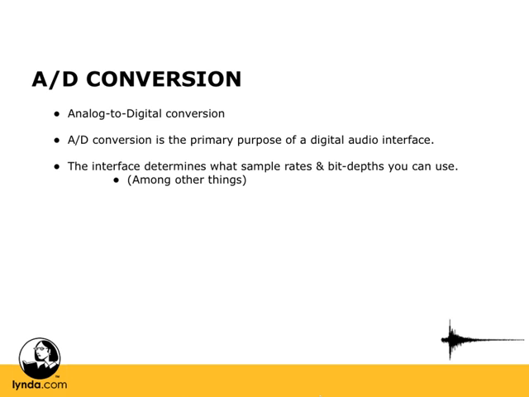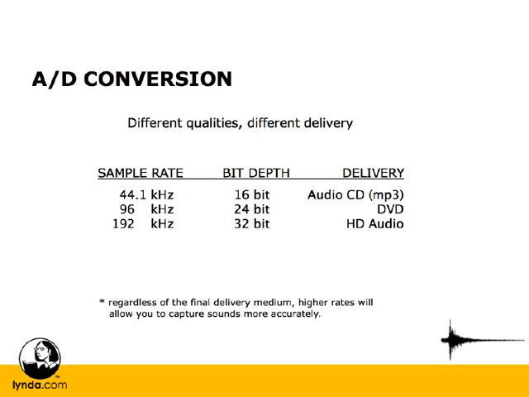But if your A to D conversion can't do it, it doesn't matter if your software can or not. It's the main limiter in terms of what kind of sample rates and bit depths you can use. And ultimately, that means what kind of quality you can get from analog to digital conversion. So let's talk about different qualities and different deliveries.